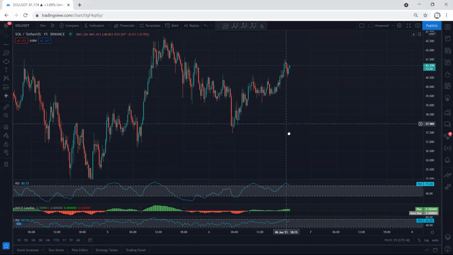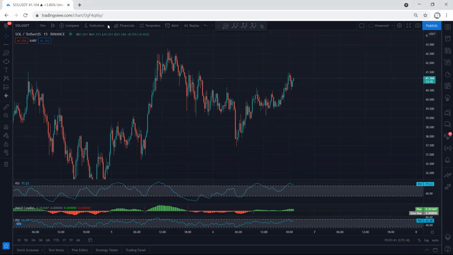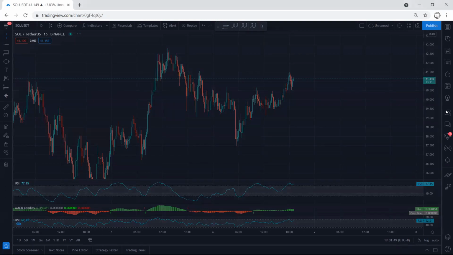If we move to 15 minutes, there was an opportunity to look for a buy from here. Whoever got the trade should move their stop loss to break even, or at least try to manage it. And in this case, we move to a higher time frame.